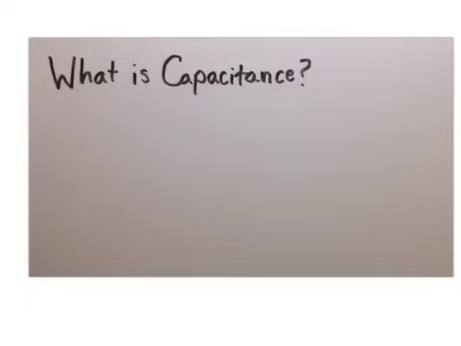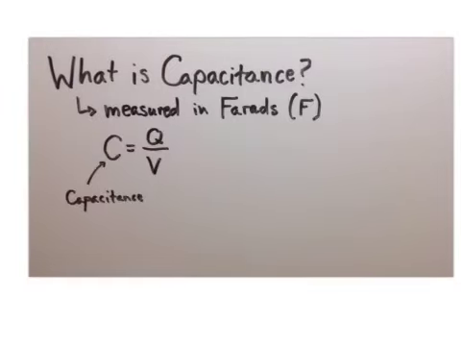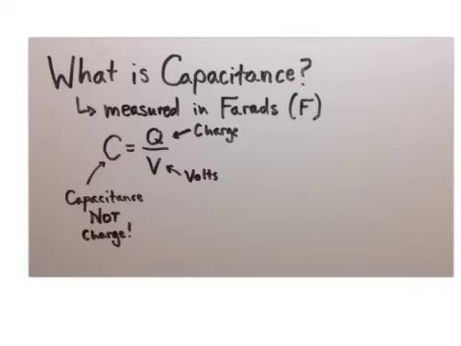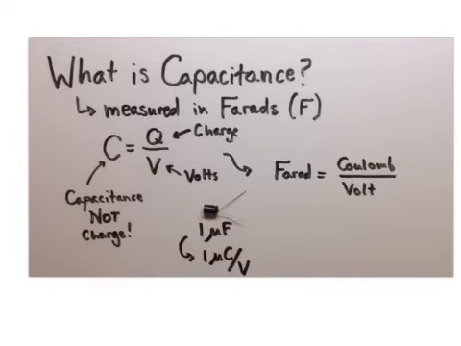So next up is, what is capacitance, which is a very important unit. There you can see that it's measured in farads, the letter F. Please note in that equation the C is capacitance, not charge. Rather, the Q is for charge and the V is for volts. All right, now that means that a farad is a coulomb per volt. So down there I drew a little 1 microfarad capacitor, which means, based on those units, for every volt you put across it, it will store 1 microcoulomb.